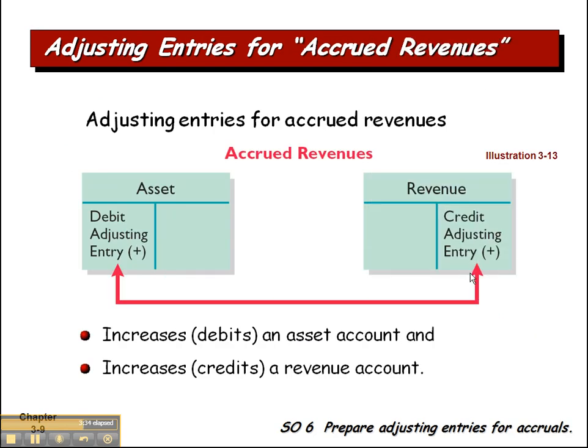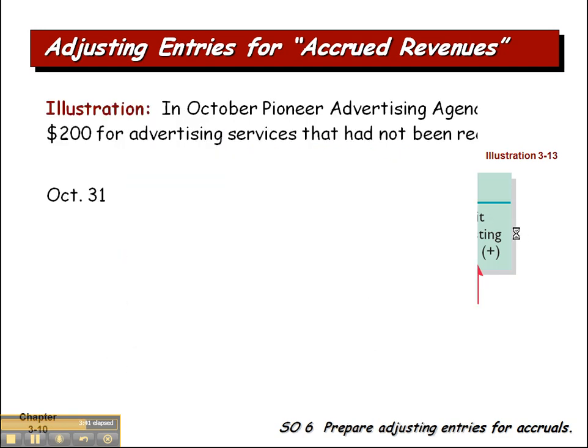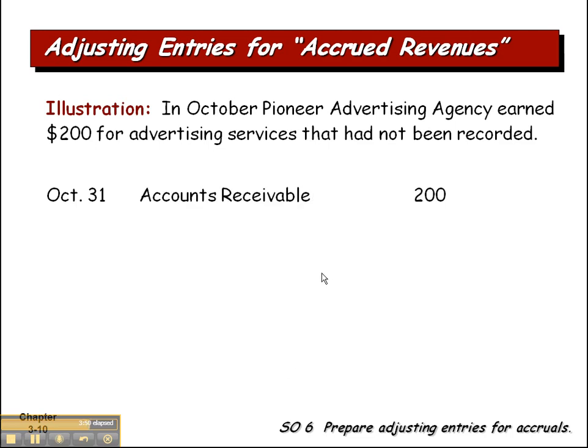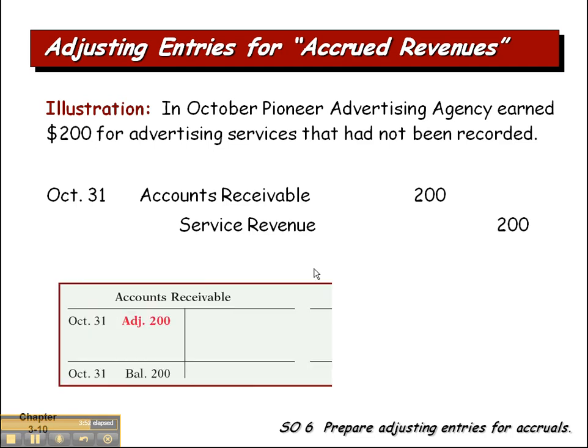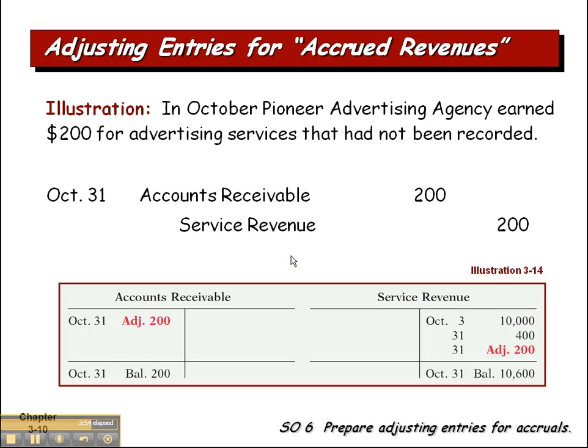See if we have more examples. Accrued revenues, basically where we increase an asset and we increase revenue. In October, Pioneer earned $200 for advertising services that have not been recorded. This journal entry will debit accounts receivable and credit service revenue. Remember, that's basically they sold something, quote, on account. They did not receive any cash. So debit accounts receivable for that asset. We're going to credit revenues.